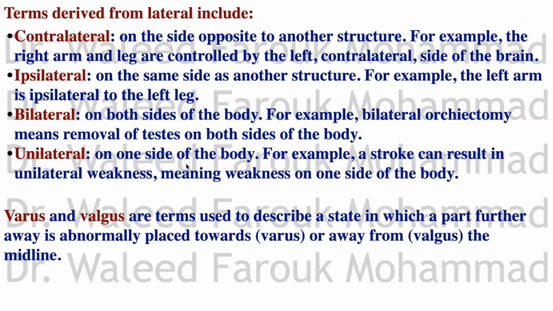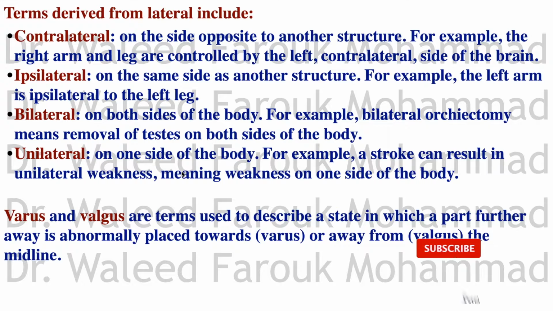Terms derived from lateral, like contralateral, for example, means the opposite side. The right half of the brain controls the contralateral side of the body, meaning it controls the left half of the body. Ipsilateral means the same side. For example, the left arm is ipsilateral to the left leg. Bilateral means on both sides of the body. Bilateral orchiectomy means removal of testes on both sides of the body.